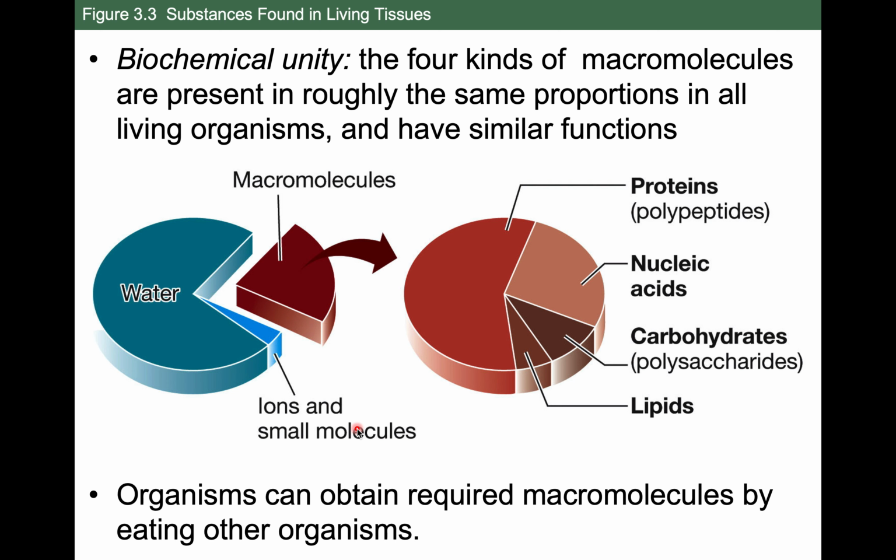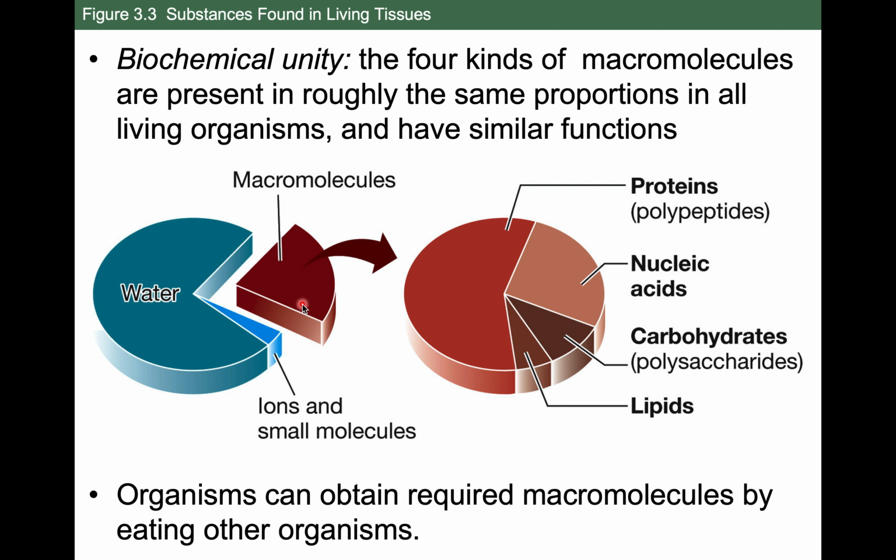So, if we look at the distribution of these four classes of molecules in living cells or in living organisms, we see this phenomenon called biochemical unity, which is that we find basically the same proportions of these things in all living cells. So if you were to take a cell from pretty much any organism and just do a basic biochemical breakdown, you would find approximately a quarter of that cell is made up of those macromolecules, those four types we were just talking about.